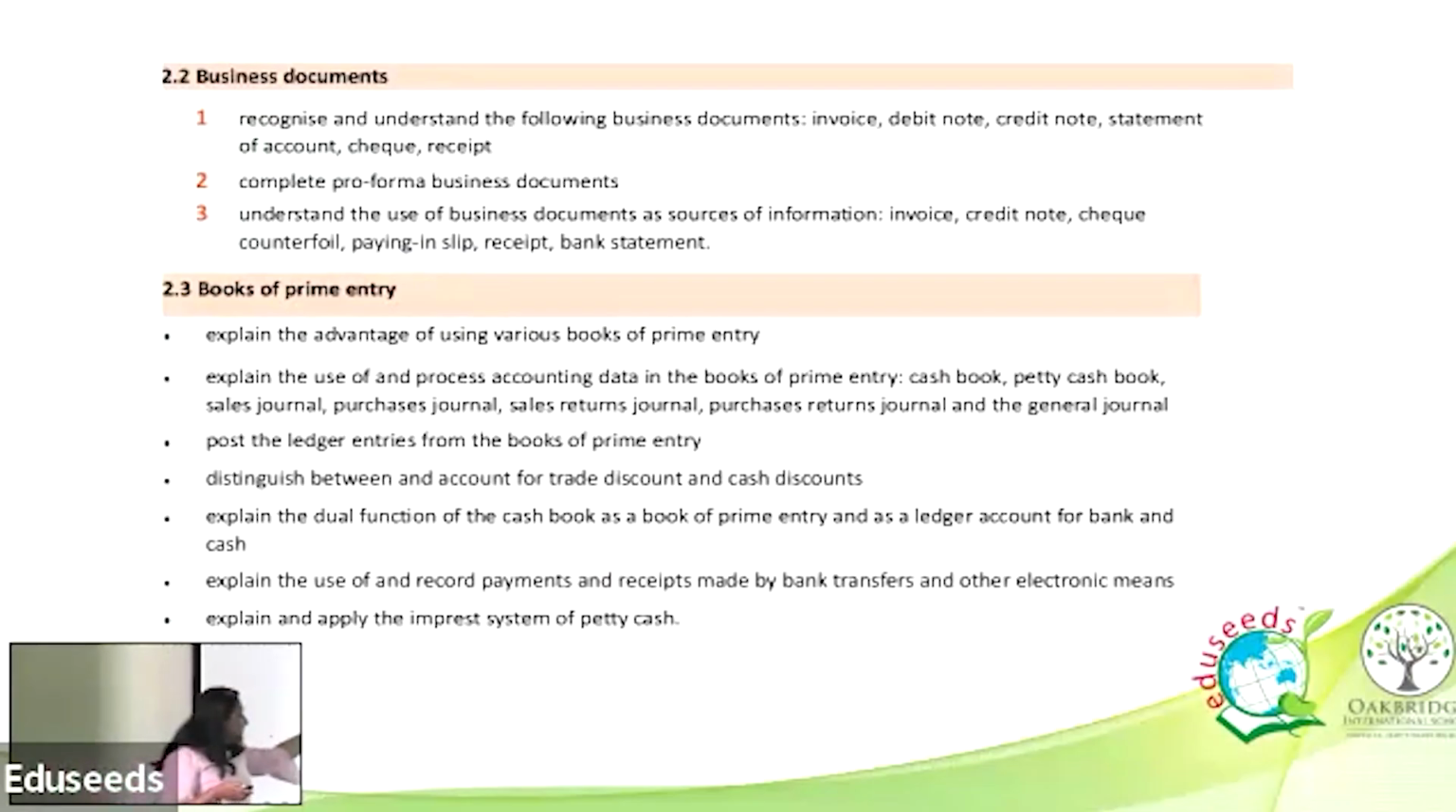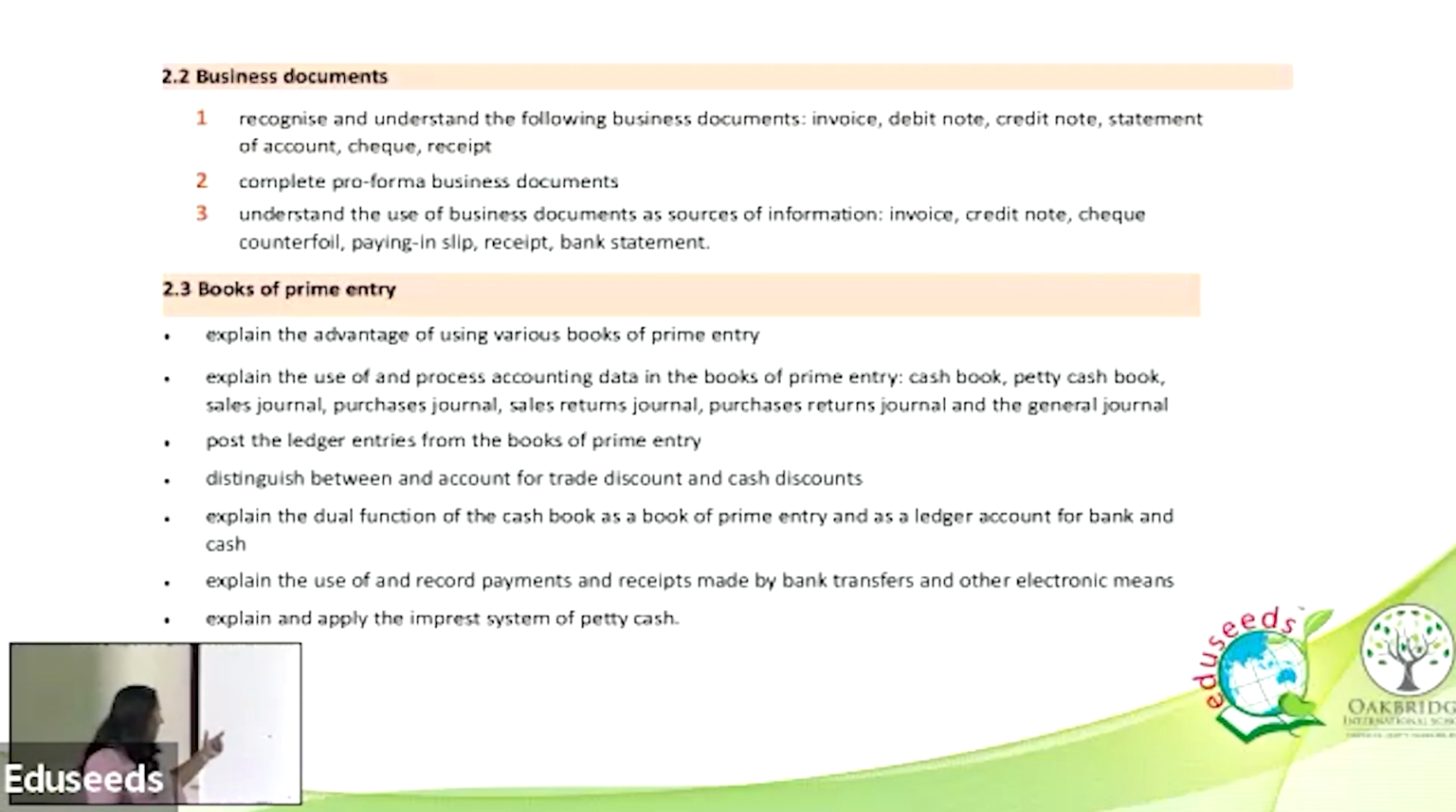So you need to know all these business documents, like invoice, debit note, credit note, statement of accounts, what is a cheque, what is a receipt, right? Okay, those are the things that you need to take note. Understand the use of all these documents, which I just mentioned, the invoice, debit note, credit note. In what situation do you use all these documents, right? And also books of prime entry. We have 7 books of prime entry. Yeah? We have cash book, petty cash book, sales journal, purchase journal, sales return journal, purchase return journal, and also general journal. So all this you need to know.